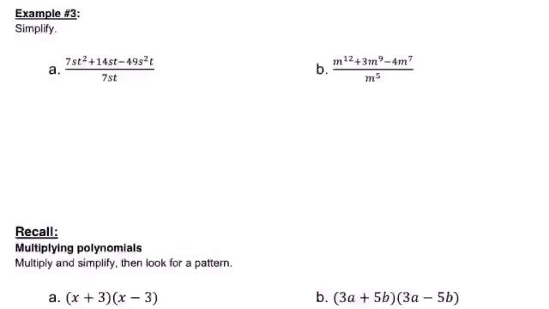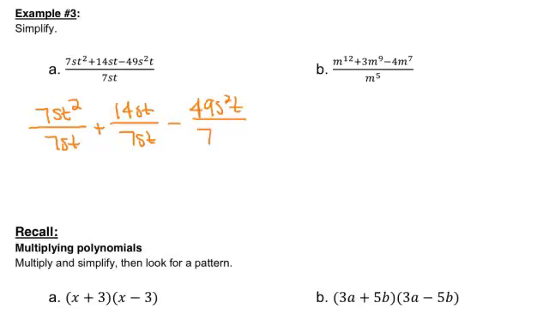Example 3 says to simplify. Notice that we have some fractions here, and we are simplifying by dividing out what's in the denominator. So for part A, notice we have a polynomial, or more than one term on the top, and we have one term on the bottom, or a monomial. So what we can do is divide each of these terms in the numerator by the term in the denominator. So this will become 7st squared over 7st plus 14st over 7st minus 49s squared t over 7st.